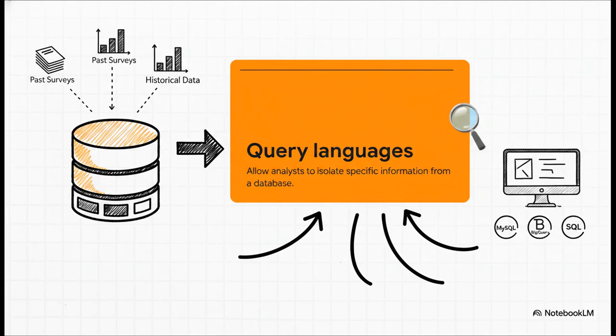Moving right along into phase 2, the prepare phase, the analysts needed to look at historical data to see if the company had any past employee surveys. To pull this from massive company databases, our analysts reach into their toolbelt for their very first essential tool: query languages. Structured query language, or SQL, using programs like MySQL or BigQuery, lets analysts isolate, select, and download really specific information from massive databases. It's basically how you ask a computer system to give you exactly the historical data you want.